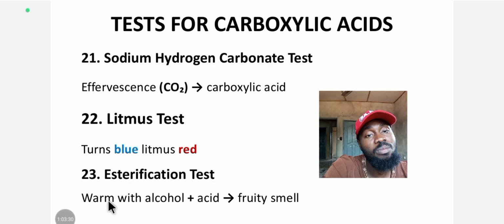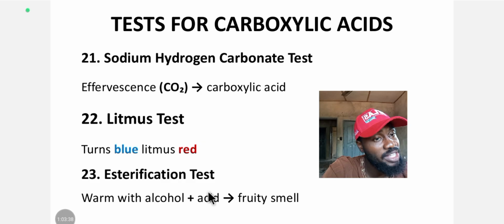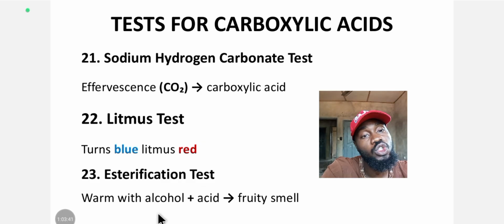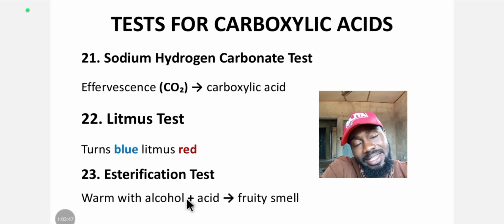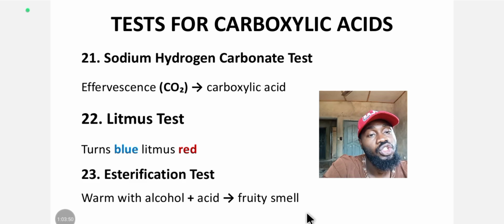And what happens? Warm the solution in question with alcohol plus acid. What do you get? You get a fruity smell. So when you warm the solution with alcohol and acid, you get a fruity smell. That tells you that there is an ester present in such a solution.